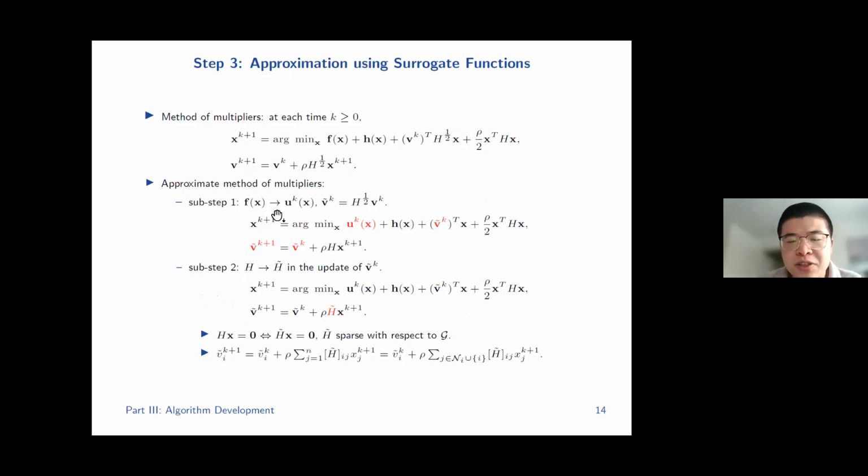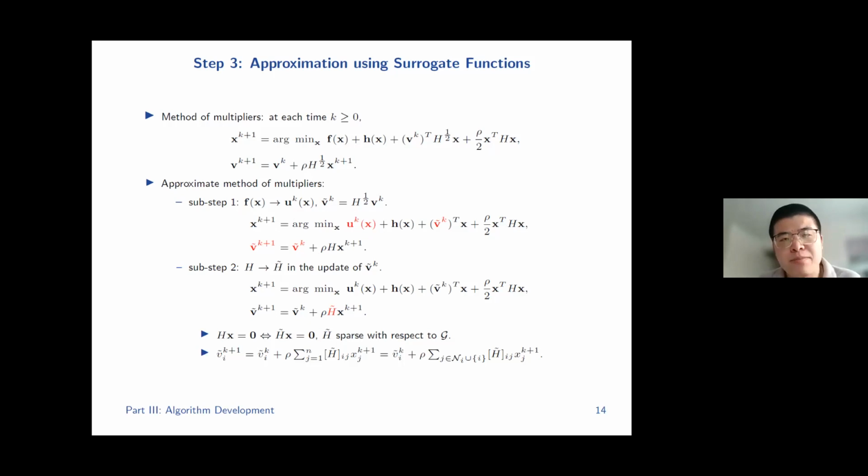We first substitute f(x) in the update of x^k by a surrogate function u^k, and then make a change of variable for the new variable v^k and obtain a new variable tilde v^k. Then the algorithm form will become this one. This algorithm can be implemented over the network for a properly defined surrogate function u^k. However, it is not general enough.